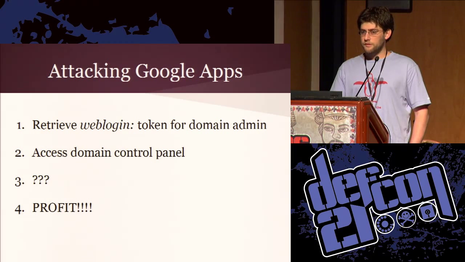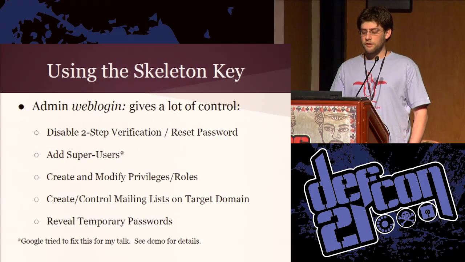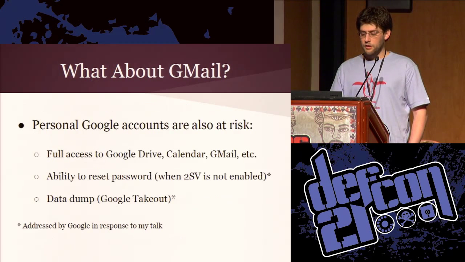So the focus of this is about how to attack Google Apps. As I said, the first step is you need to retrieve a WebLogin token for a domain admin. From there, you can continue on to the Google Apps control panel, and basically you have access to do whatever you might want to do. Some of the things that you can do are listed out here. You can disable two-step verification. You can reset passwords for any users in the domain. You can add super users, although Google did attempt to fix this. We'll see how well my live demo goes. You can do things like adding privileges, removing privileges, deleting users, managing mailing lists, all sorts of good things.